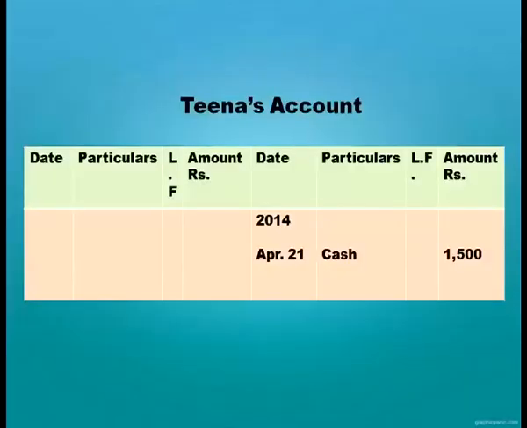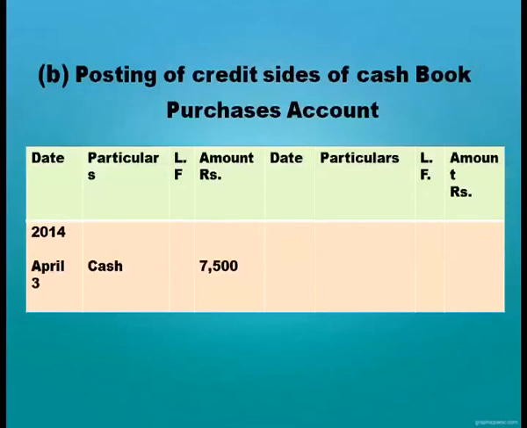Then Tina's account. In the cash book, on the debit side, you must have posted this. Then on the credit side of Tina's account, you have to post by cash, date and amount in the respective columns. Posting of the credit side of the cash book: purchases account debit to cash. In the cash book, you have posted on the credit side by purchases. In the purchases account, you have to post on the debit side to cash, date and amount in the respective columns.